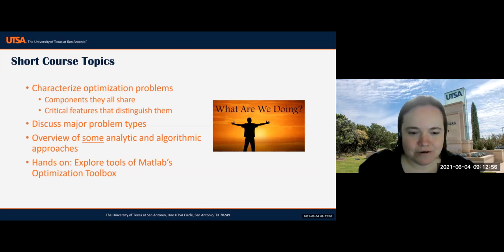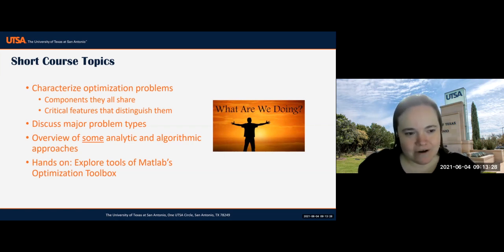Hopefully this will give you a bit of a roadmap so that if you encounter one of them, you know where to look and what kind of algorithms you're going to have to apply. I'm also going to give a little bit of an overview of some analytic and algorithmic approaches, but this is where the topic gets a little too big for one short course. So my goal there is to give you a roadmap so that you can go and find your own problem-appropriate methods.